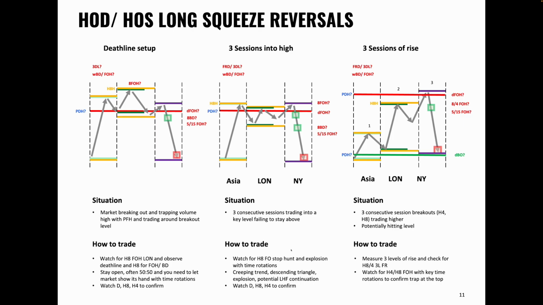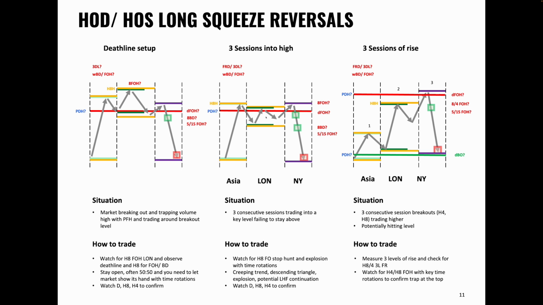So next setup, 3 sessions into high. I won't show an example of this because it's very close to the first one. But still an interesting one. Situation with 3 sessions into high is that you have 3 sessions trading into a level, previous day high, previous week high, whatever. So 3 consecutive sessions trading into a key level, failing to stay above. So up, down, up, down, up, down. And then you get a blow off squeeze away from it.